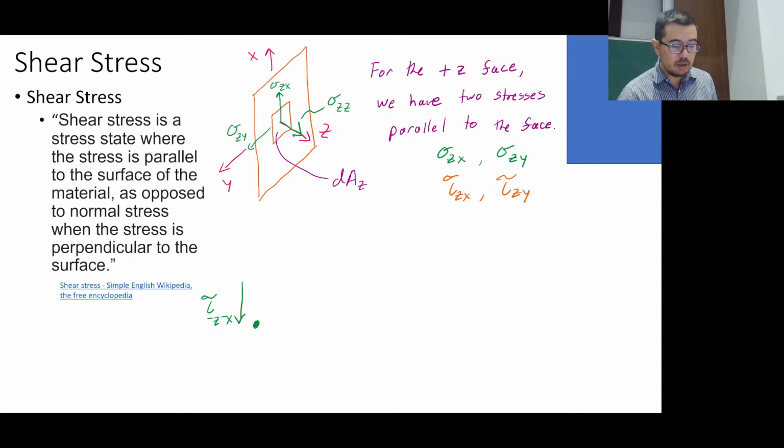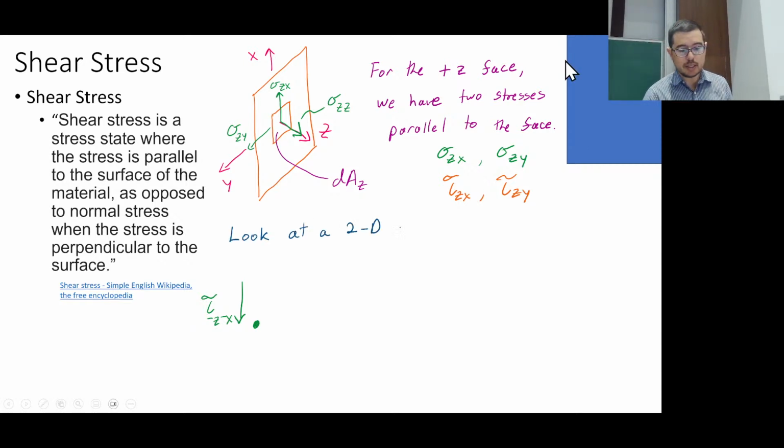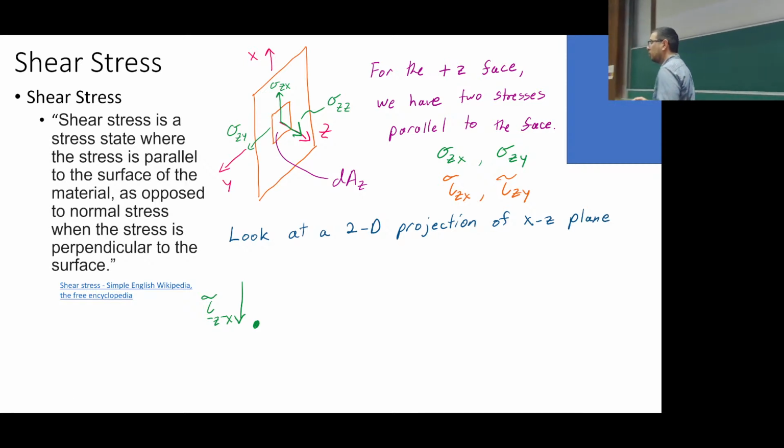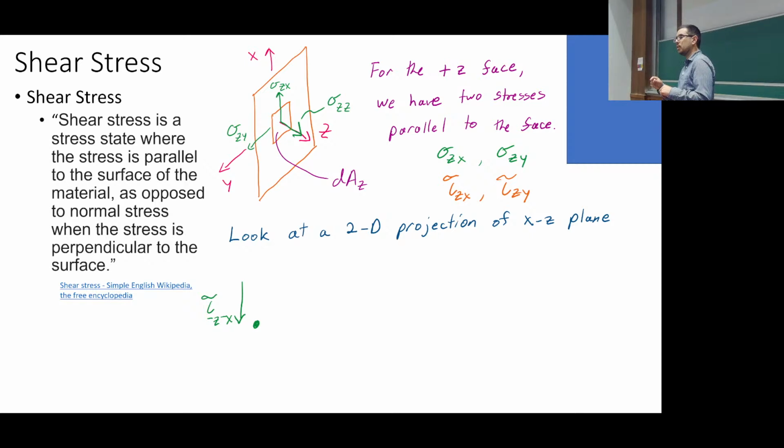If we look at a projection, I guess I got to say before that, we designate another Greek variable for describing these shear stresses, and that is tau. So you're going to see for shear stress we use tau. For the normal stresses we use sigma.